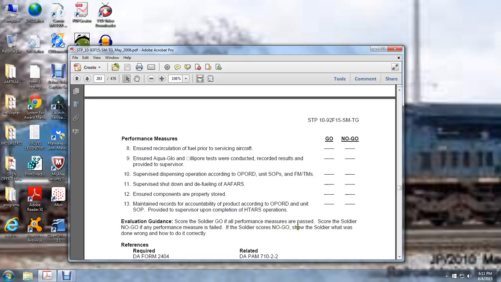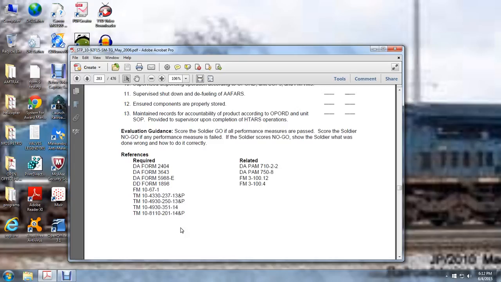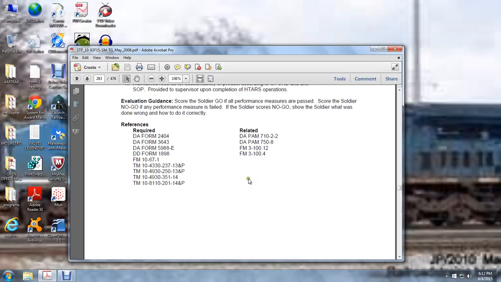If the soldier scores a no go, tell the soldier what was done wrong and how to do it correctly. References: DA Forms 2404, 336, 43, 5988E, and 8, and DOD Form 1898; Field Manual 10-67-1; Visual Signs; Technical Manuals 10-4330-237-13 and P, 10-4930-250-13 and P, 10-4930-351-14, and TM 10-8 81 10-201-14 and P. Related: DA PAM 710-2-2, DA PAM 758, and Field Manuals 3-11.2 and 10-104.